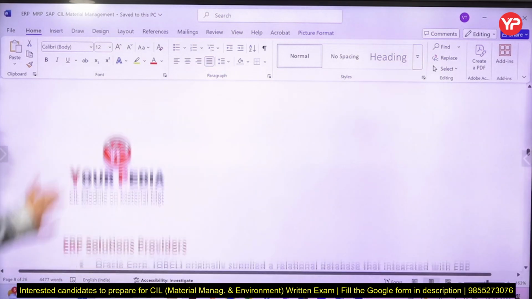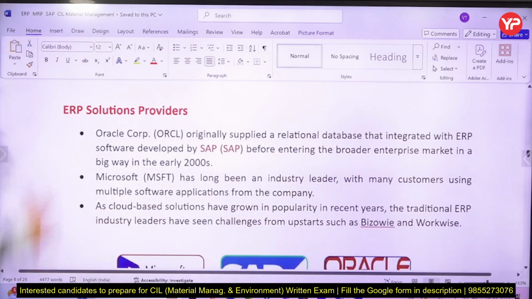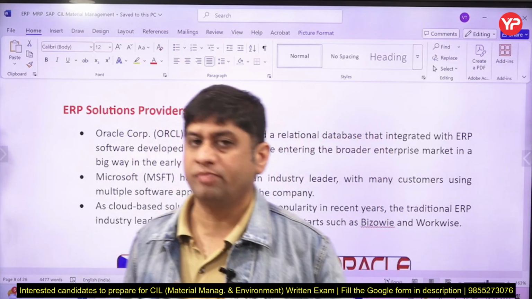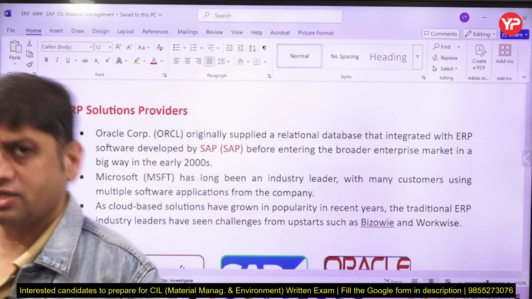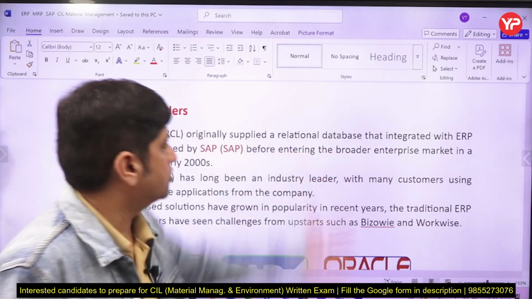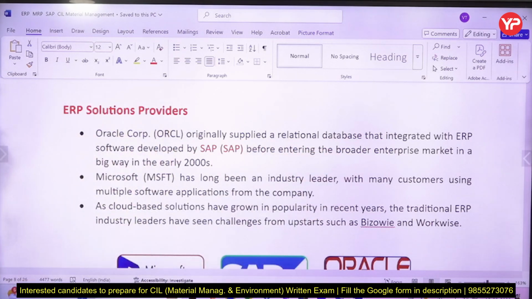Right? Now, which are the ERP solution providers? Are there some software companies? Obviously, I'll be discussing in your syllabus. SAP is clearly mentioned in your syllabus. We'll be discussing SAP, but Oracle originally supplied the database that integrated ERP software by SAP. So early 2000s में that came. That SAP, Oracle and everything is basically an ERP software service provider.